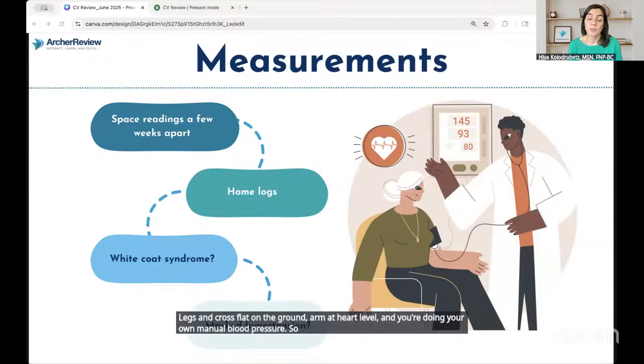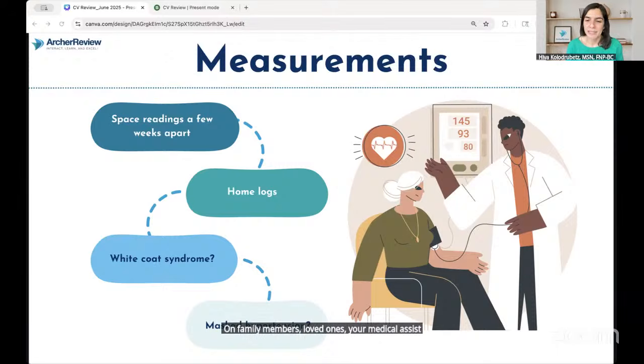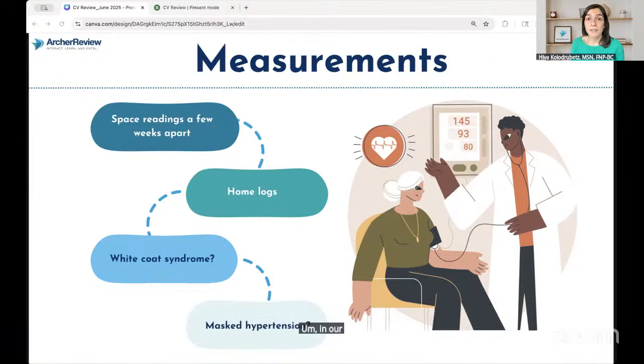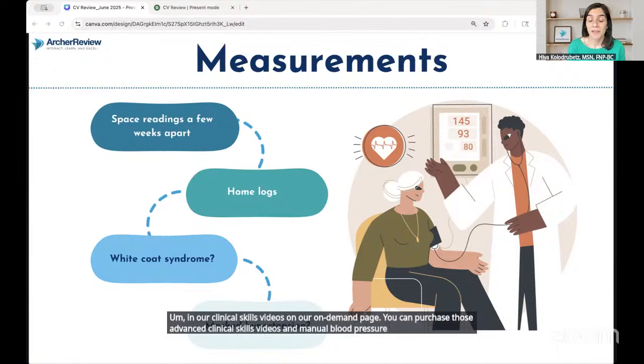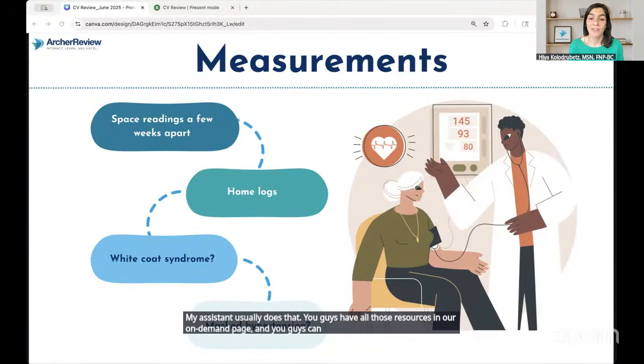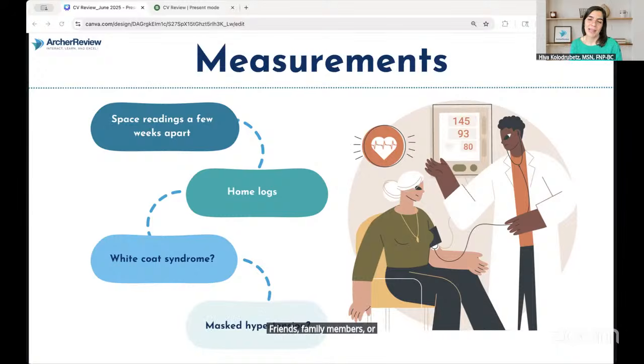So make sure you guys are practicing that on family members, loved ones, your medical assistants. You guys can practice back and forth, but make sure you understand the proper technique for taking manual blood pressure. In our clinical skills videos on our on-demand page, you can purchase those advanced clinical skills videos, and manual blood pressure is one of them. So don't miss out on that one. Don't feel like, oh my gosh, I don't know how to take a manual blood pressure. My assistant usually does that. You guys have all those resources in our on-demand page, and you guys can practice it on friends, family members, or in your clinical practice.